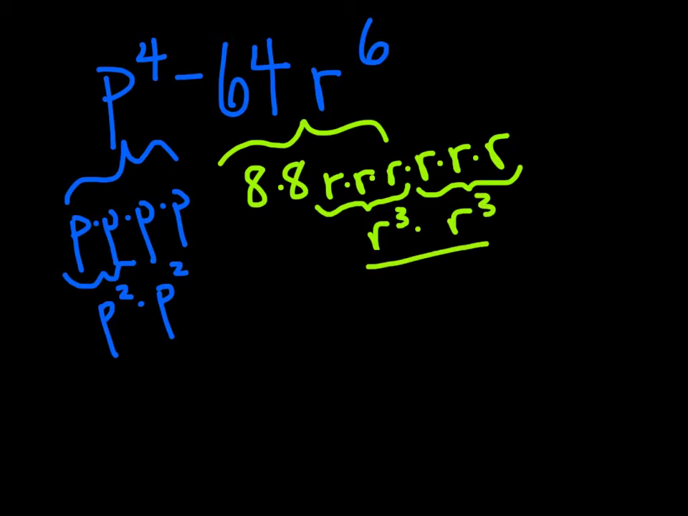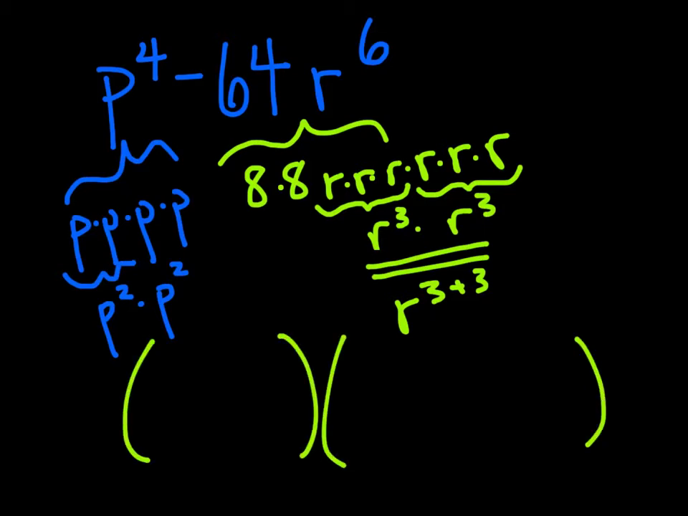Remember, when we're multiplying two numbers that have the same base and an exponent, we're just adding those exponents. So r to the sixth equals r to the third plus 3. All right, so now let's break this down and put it into this format of a plus b, a minus b. I'm just getting my template ready, getting that roadmap ready.